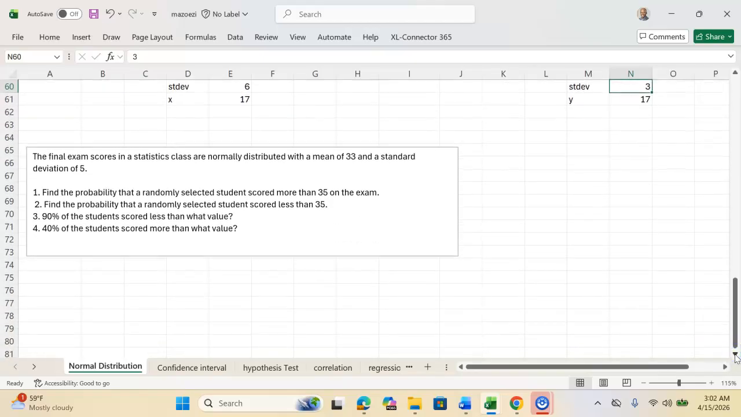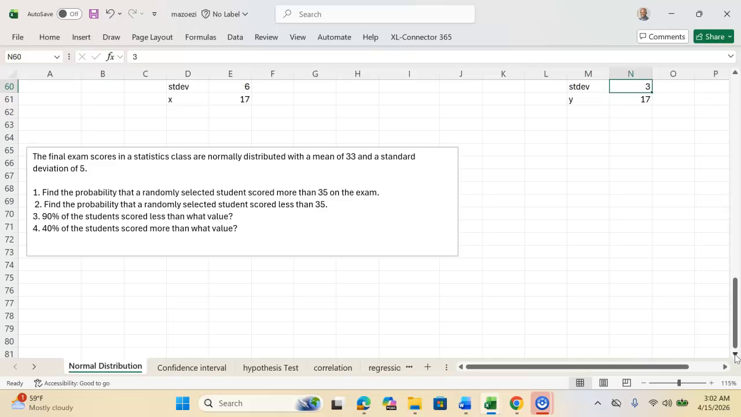Now the other question says, the final exam scores in a statistics class are normally distributed with a mean of 33 and a standard deviation of 5. You are supposed to find the probability that a randomly selected student scored more than 35 on the exam, then the probability that a randomly selected student scored less than 35, and then 90% of the students scored less than what value, and finally 40% of the students scored more than what value.